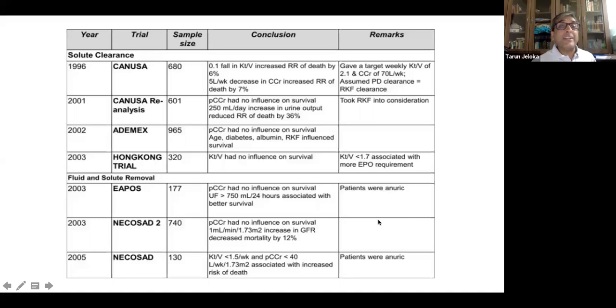Since we are talking about PD, you should remember briefly some landmark PD studies. So Canusa, Adimax, Hong Kong trial, etc. are some landmark studies, though very old. You can see Canusa initially was done in 1996, where 680 patients were recruited.